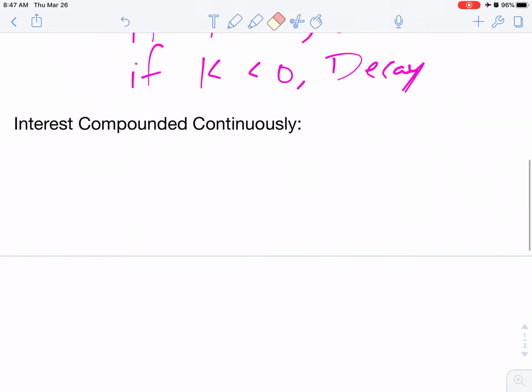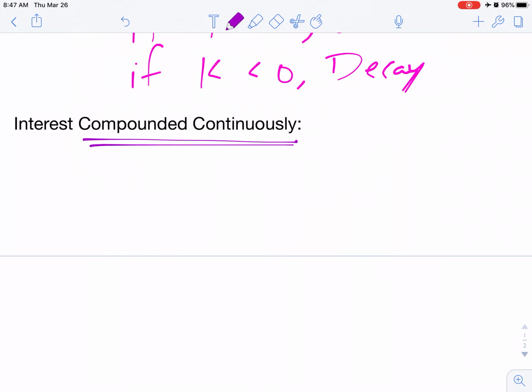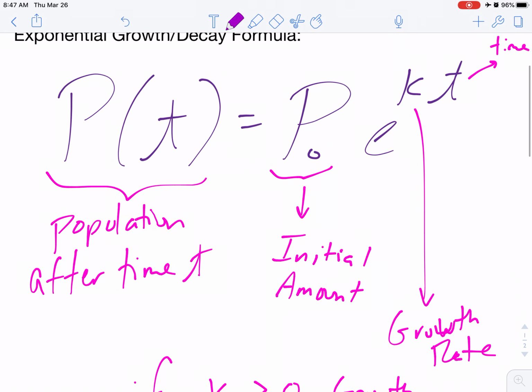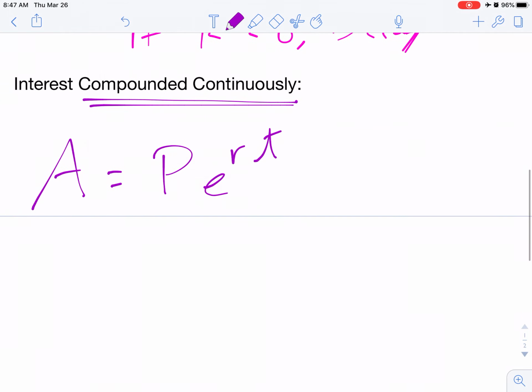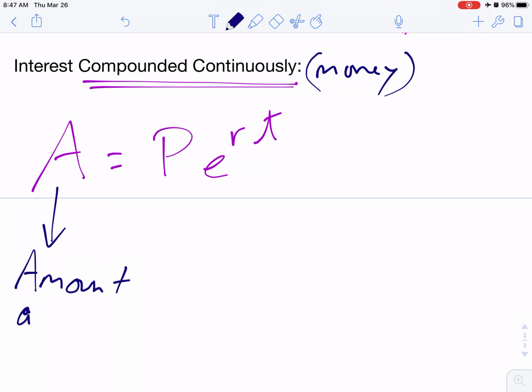Now this next one is for the money problems, and the phrase here is continuously compounded interest, okay? The word problem will be pretty clear about that. It'll say compounded continuously. This one will use an R, but you're going to notice that formula is basically the same as the one above it, just different letters, okay? So we're talking about money here usually, okay? And there's a couple money problems in your assignment. So A, we call that the amount after time t.